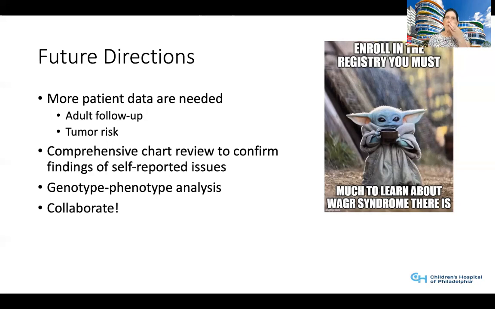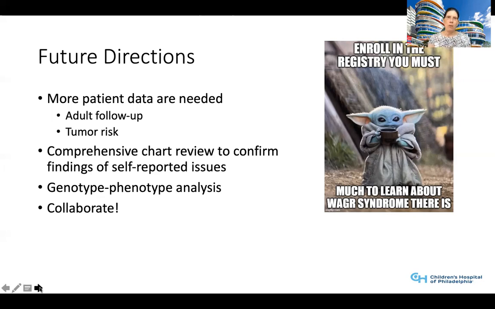We also need to consider integrating comprehensive chart review to further delineate some of these self-reported issues, and to understand more about genotype-phenotype analysis, which means that we actually need to review the genotype and the genetic testing results to correlate that to the clinical features. But most importantly with all of this is we need to collaborate, because the way to understand this, especially for a rare disease, is to work together to gather all of this data and to encourage people to join the registry and to join in additional studies that are being proposed to understand more about this.